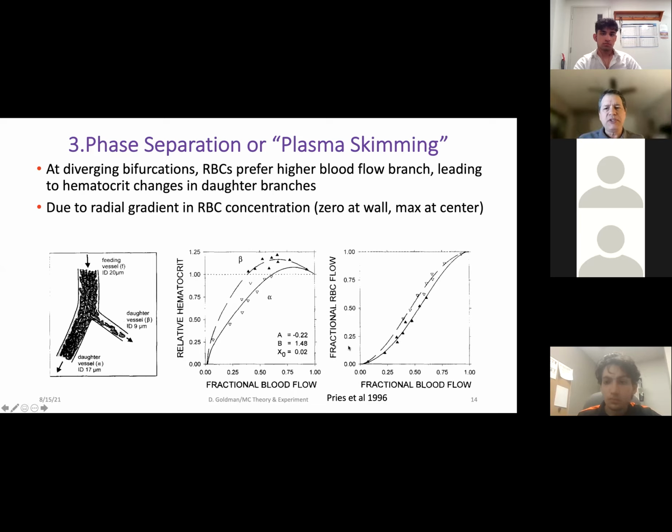But in the end, what you get is that the fractional red cell flow to the two vessels is usually not the same as the fractional blood flow, okay? So if we're sitting, let's say, at 50%, this one vessel is getting 50% of blood flow, but it's getting less than 50% of red cell flow, whereas this one is getting more than 50% of red cell flow. So this effect isn't that great, but it leads to heterogeneity of hematocrit in the different microvessels.